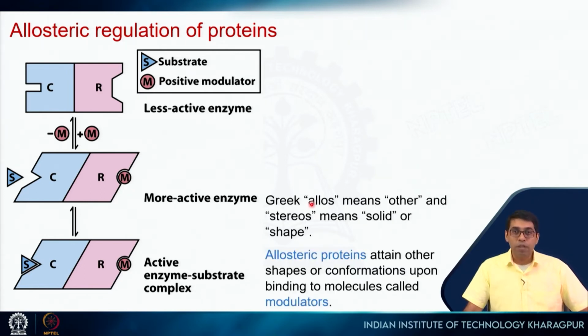So, allosteric comes from the Greek words allos, which means other, and stereos, which means solid or shape. So, allosteric proteins attain another shape. Okay. So, this other shape or conformation is attained upon binding to molecules, which we call modulators.